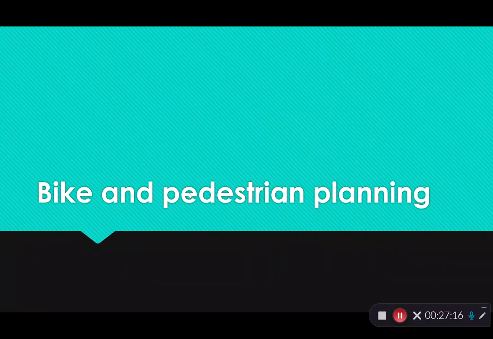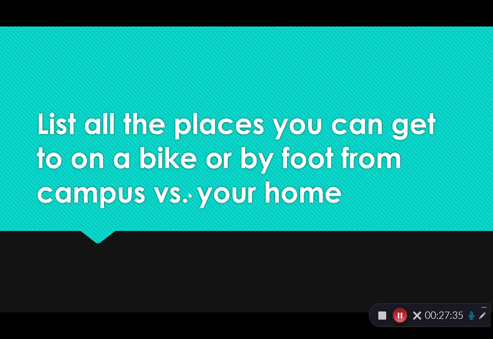So moving on to bike and pedestrian planning. As we talked about in the last lecture, this idea of multimodal or intermodal planning is becoming a much more popular thing. And so we need to think about how we can make cycling and walking more attractive and safer to get more people to do it. A second thing I want you to do is to list the places you can get to on a bike or foot from campus versus your home.